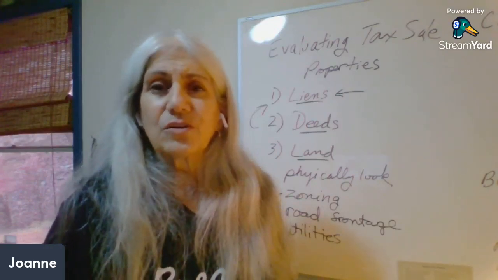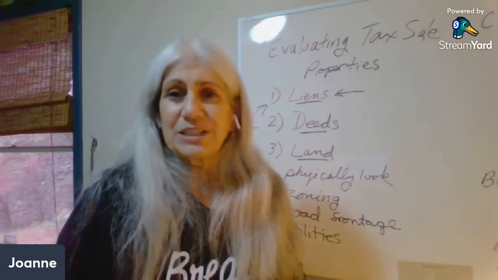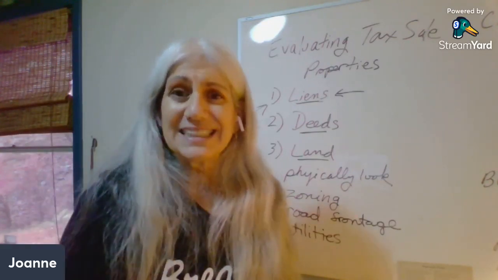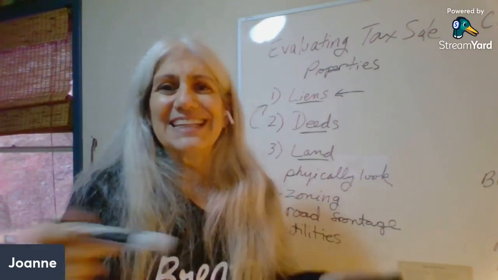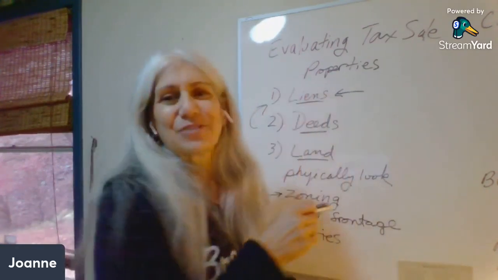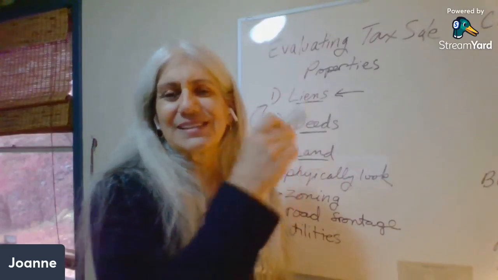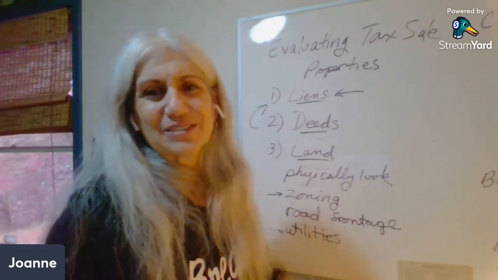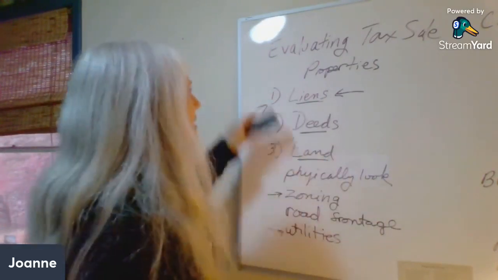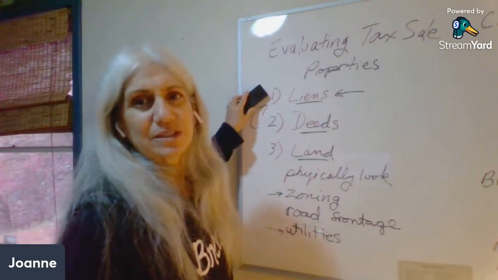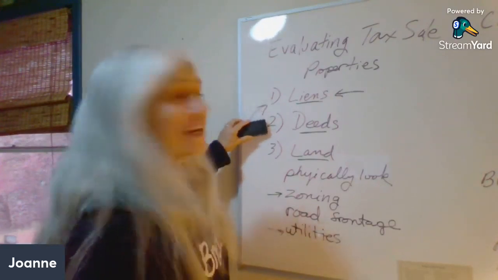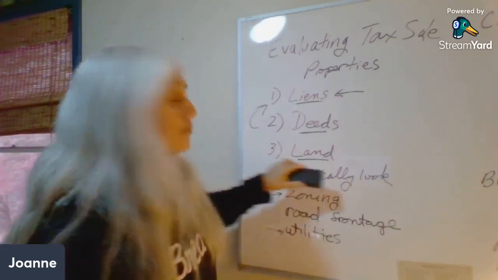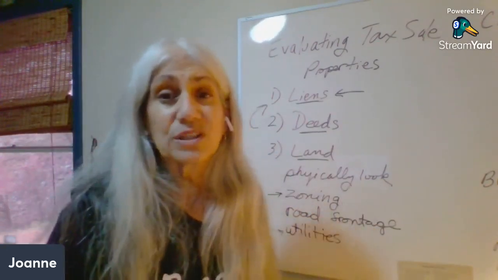All right, so that's it for today. We talked about evaluating tax sale properties. And if you came late and you didn't see the beginning, watch it from the beginning, because I had to erase stuff that I put in the beginning to write stuff as I went along. So in the beginning, we talked about what to look for with liens. Then we talked about what extra stuff you have to look for with deeds, and then what extra stuff you have to look for with land, whether it's liens or deeds.